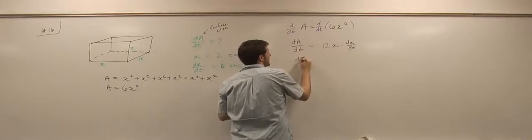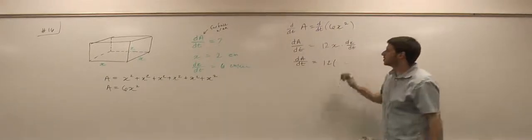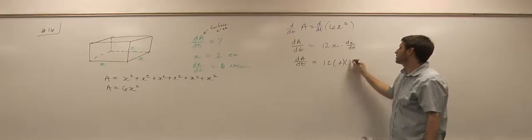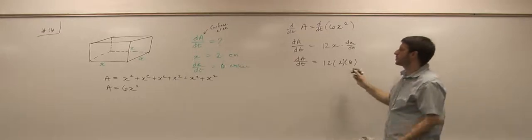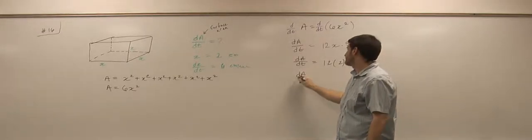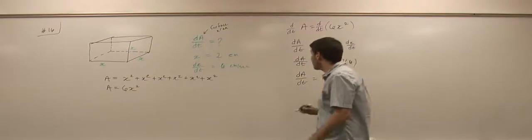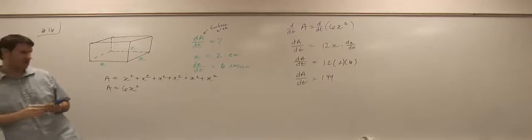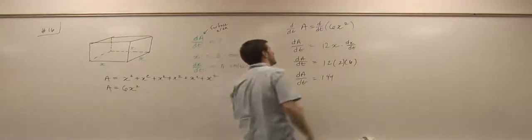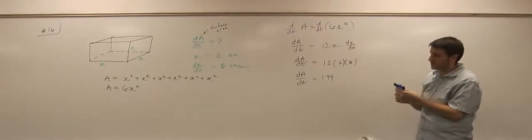So dA dt, when I plug things in, equals 12 times 2 times 6, or 12 times 12, so 144. What's my units here? Centimeters squared per second. This is centimeters per second, so when you multiply them, you should get centimeters squared.